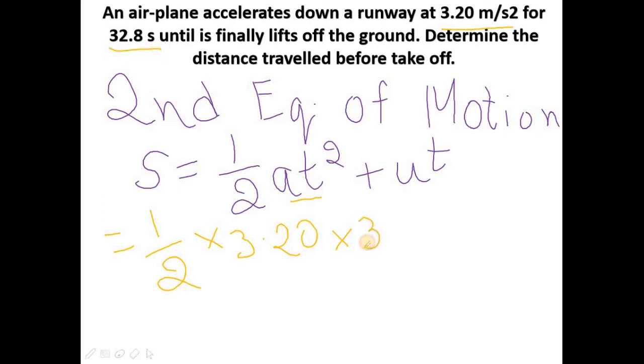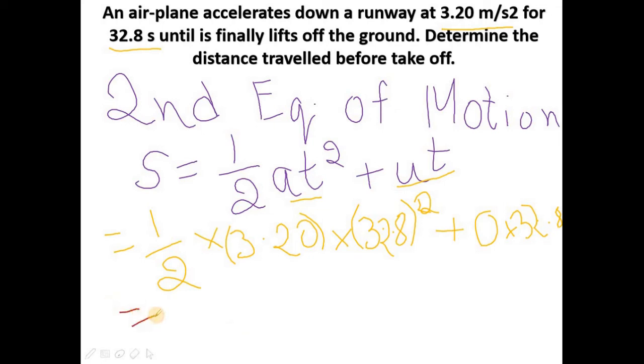So 3.28 whole square. And we have the other part left, ut. So plus, what is u over here? I'm just keeping brackets for it. u is nothing but the initial velocity. We know that u, the initial velocity, is 0 and time is again 3.28. So we should just solve it now.